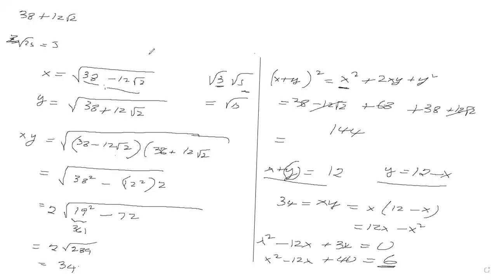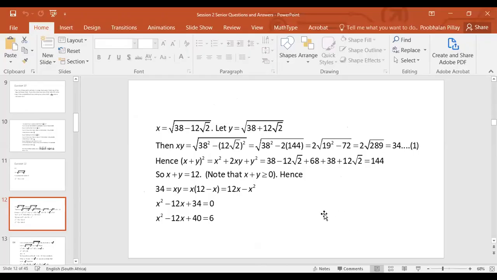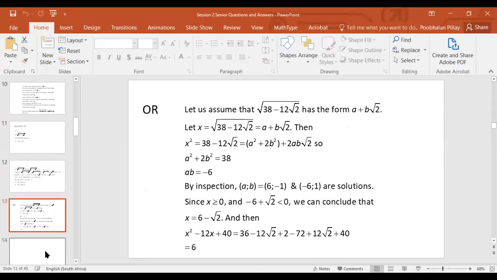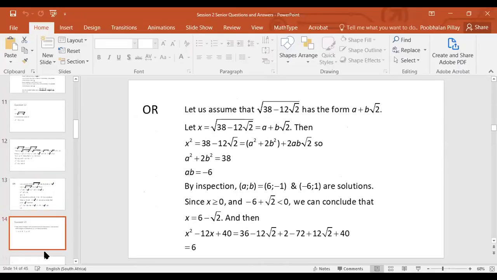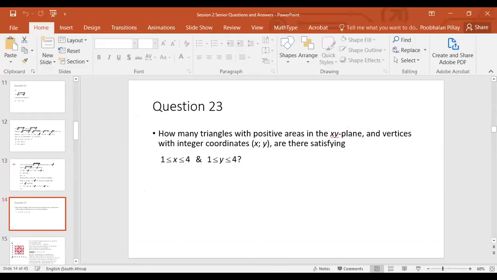Okay, so let me just get back to my PowerPoint, and this is what I got here. You see this thing which I've worked out in detail. So I got the alternative solution, and now you come to question 23. Right? This is another complicated problem. How many triangles with positive areas in the XY plane and vertices with integer coordinates are there satisfying this?